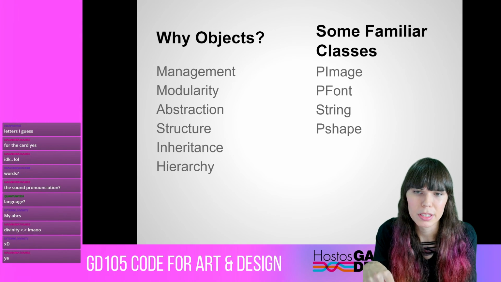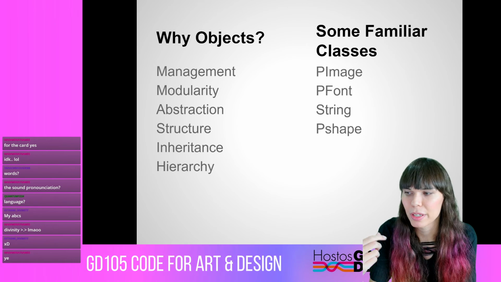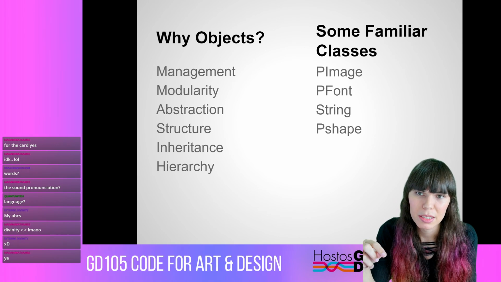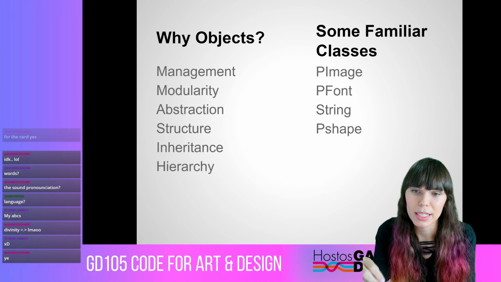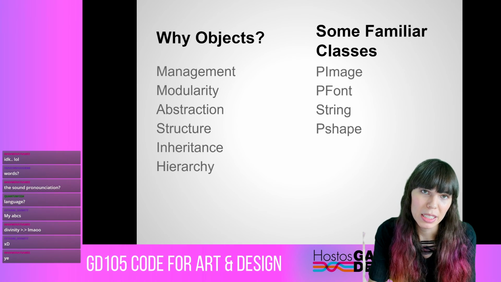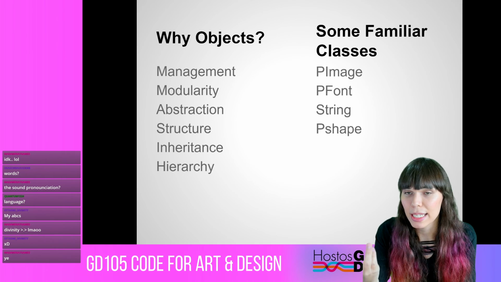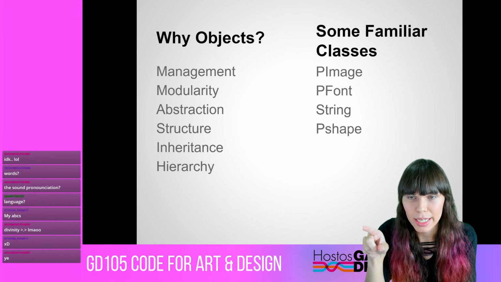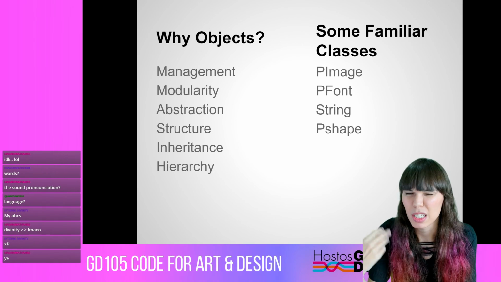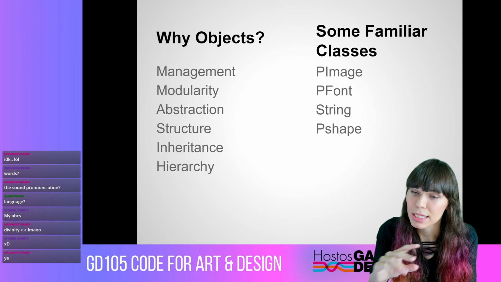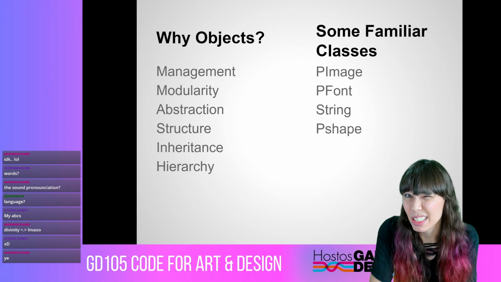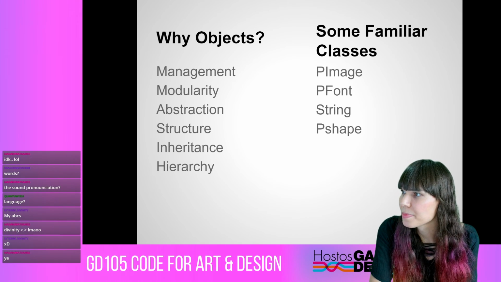There are some classes and objects that are already familiar to you. For instance, two weeks ago we used PImage. PImage is actually a class built into Processing. Typically when we use a class, it has a capital letter, and when we're talking about objects, they have lowercase letters. So PImage is one of the classes built into Processing, and we're going to be making custom classes ourselves.